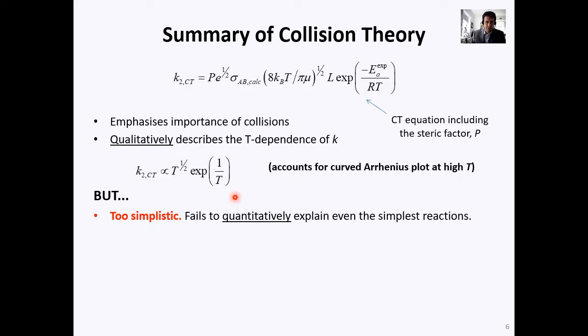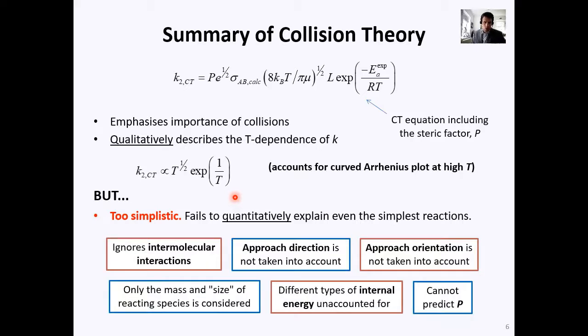Of course, those are two good things, but collision theory is very simple. And there are clear issues with it, in that it doesn't even correctly predict the rate for even the simplest reaction that I had in that previous table. And we've already explained something of why this is. For example, we've said that the approach direction and orientation are not taken into account, and these definitely apply in more complicated scenarios.